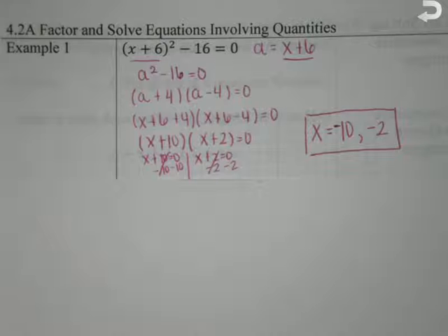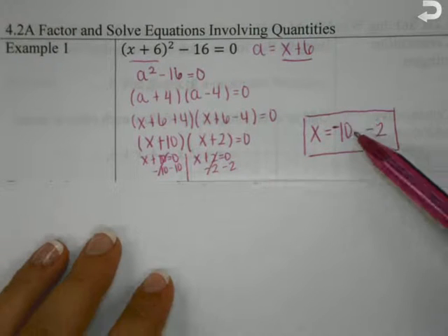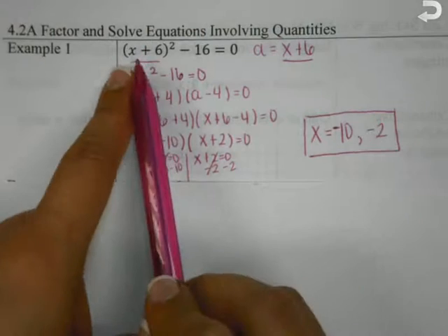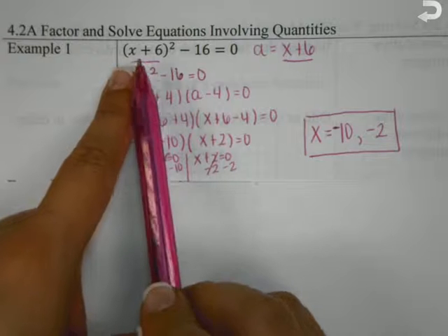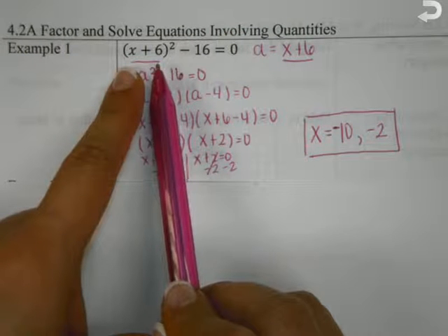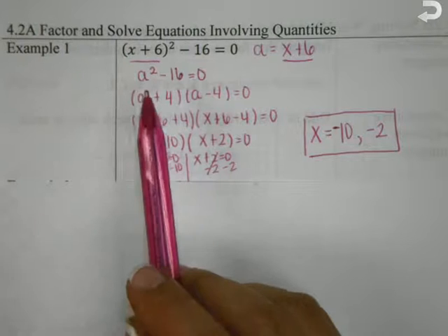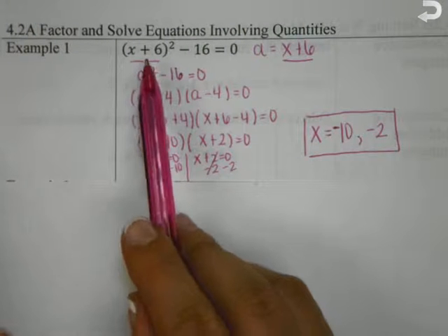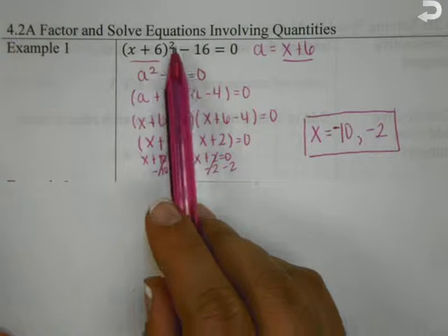A word of warning, you always want to make sure that you check your answers because it could possibly happen that one of our two answer choices doesn't work. So I'm just going to do a quick mental check really quick. If I plug −10 in for x, what's −10 + 6? −4. And (−4)² gives me 16. And 16 − 16 is 0, right?